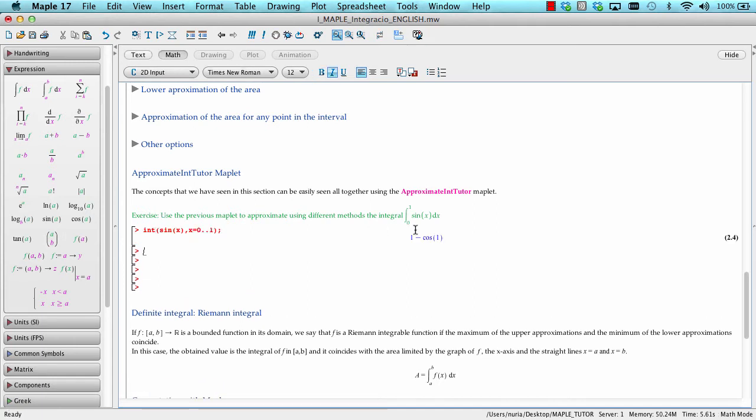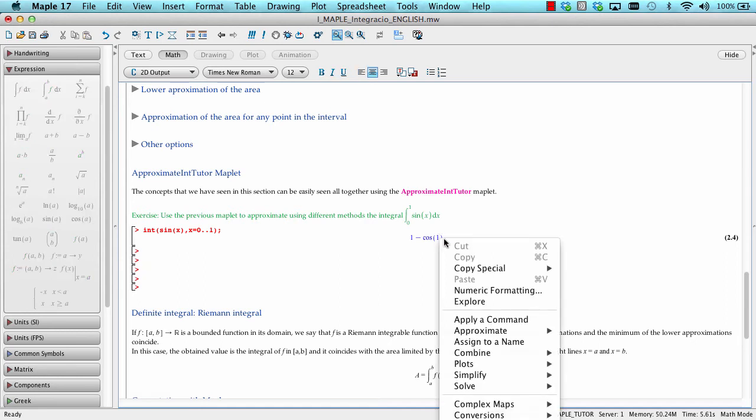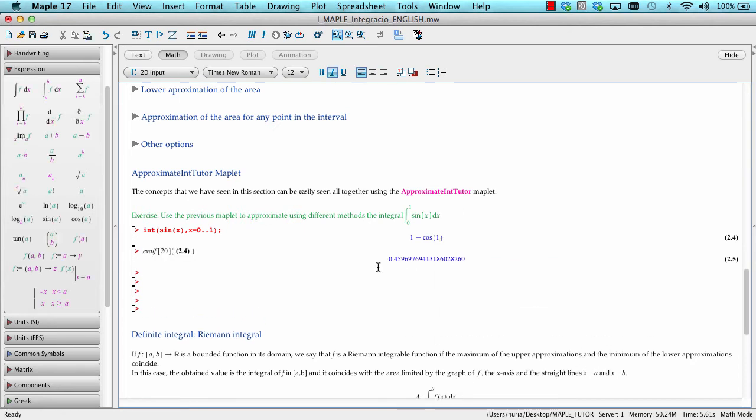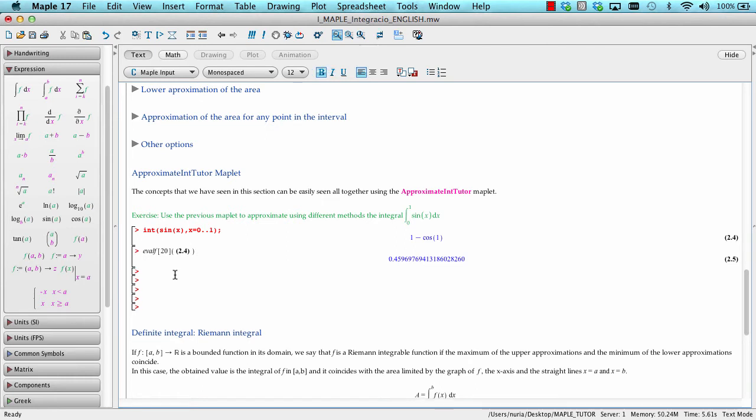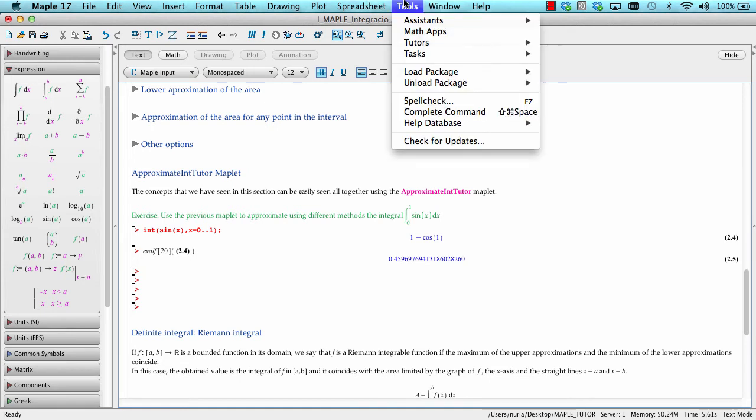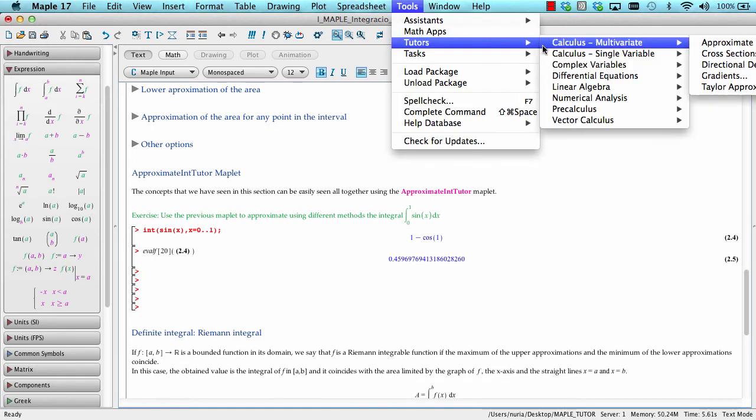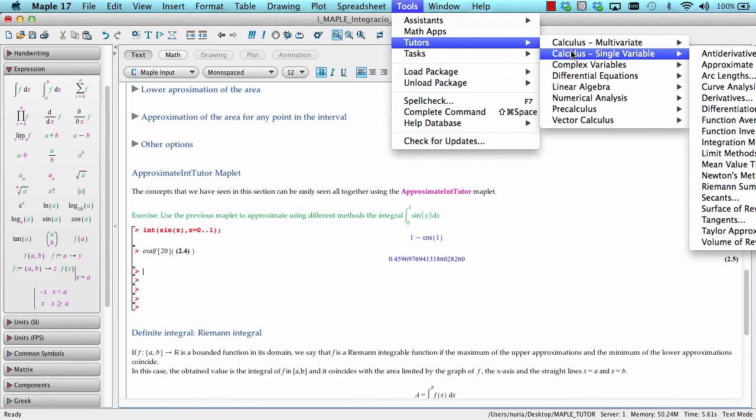This is the integral we want to compute, and numerically this should be 0.4596, etc. Now let's see how we can check that this number is related to the area. So we will go to the approximating tutor. We go to Tools, Tutors, Calculus Single Variable, and then we are going to go to Approximate Integration.